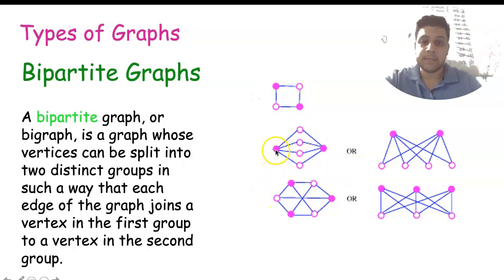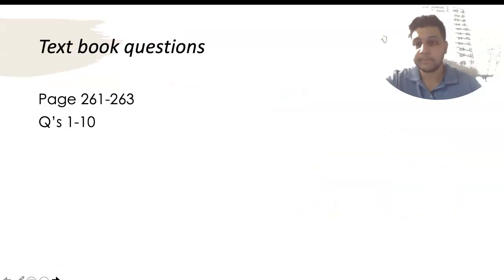Same deal here. We have our solid pink dots versus our white dots. Our pink dots join up to all of our white dots, but they do not join up with the pink dots. Same with the white dots. The two distinct groups are the two colors, the pink and the white. These are all examples of what we call a bipartite graph. These can be directional, but not always. For your textbook questions on types of graphs, do page 261 to 263, questions 1 to 10. I don't expect you to do all the questions, but have a go at a few different ones, especially the reasoning and communication questions.